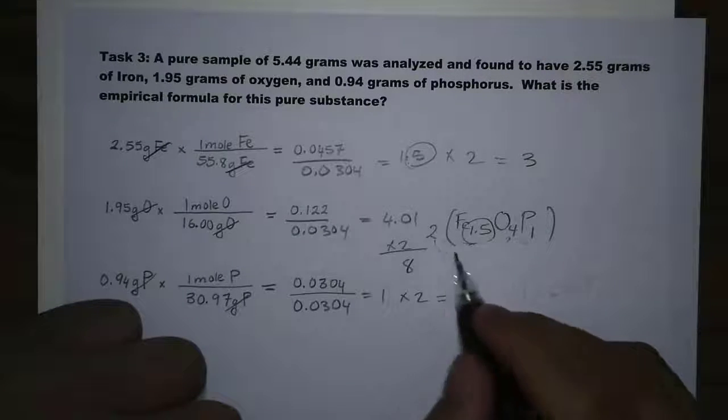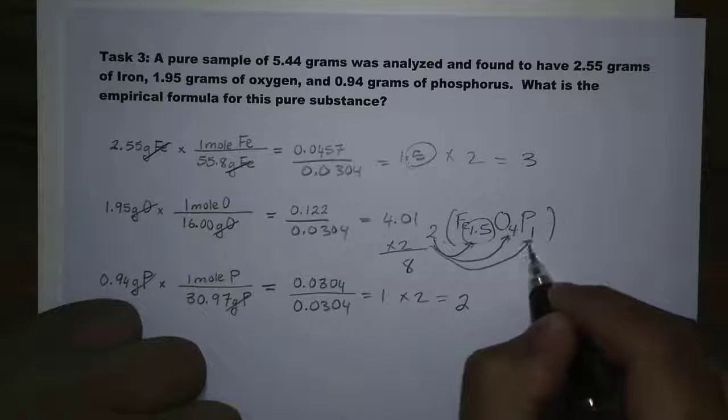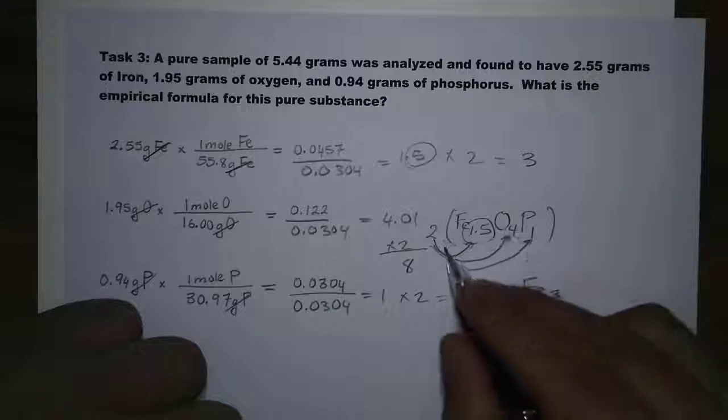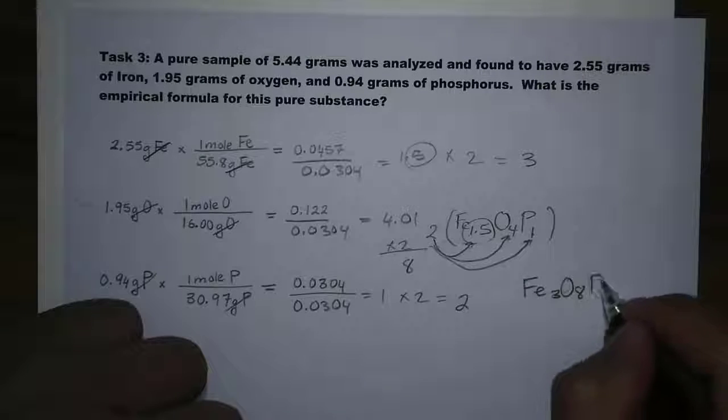And if we go back and do the same thing, we just distribute in here. And of course, for Fe, that will give us 3. For oxygen, that will give us 8. And for phosphorus, that will give us 2.